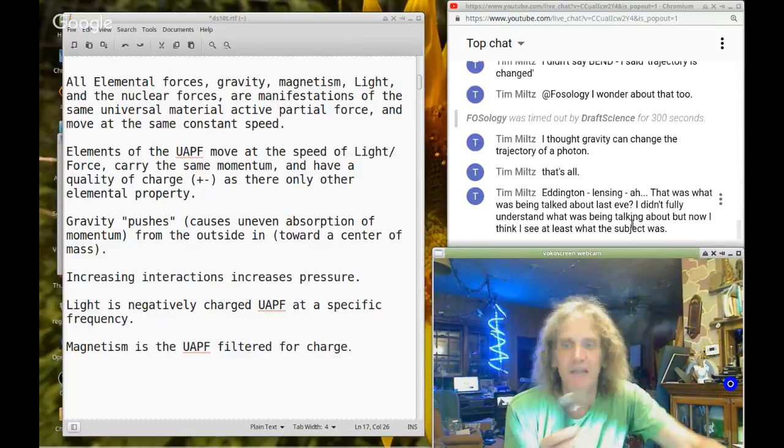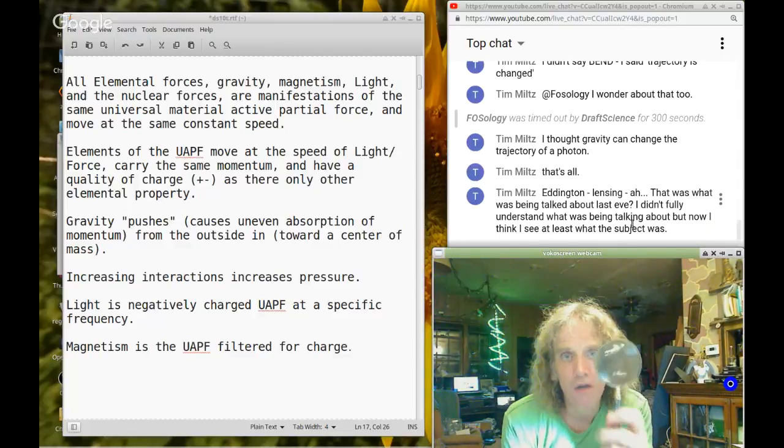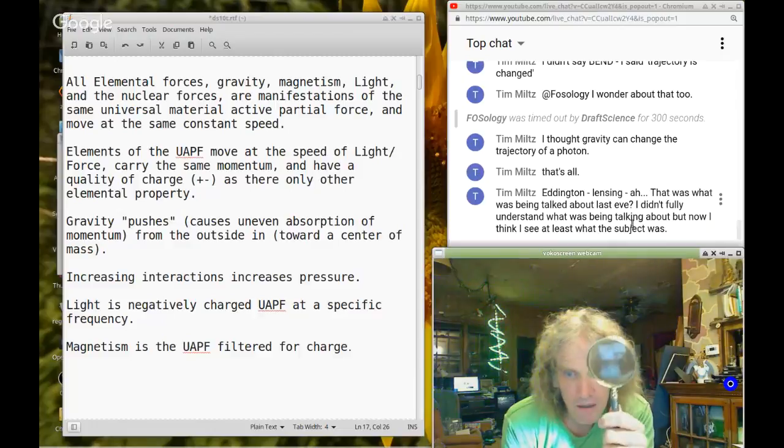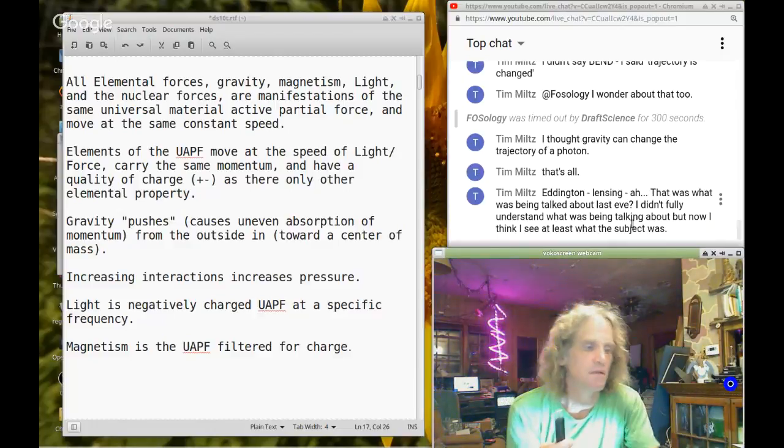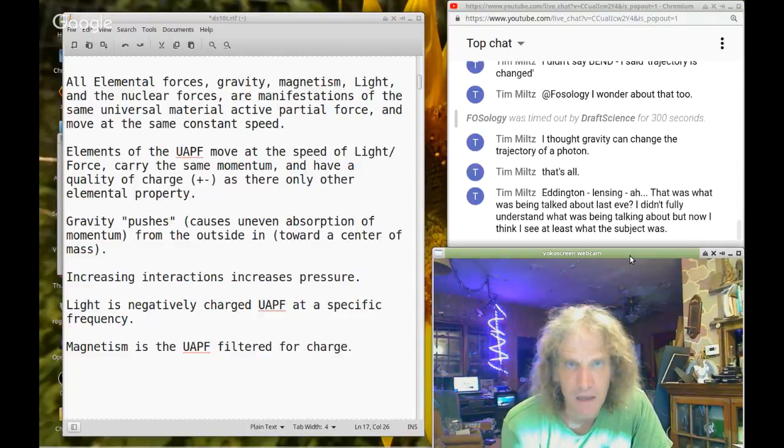The gravitational lens, as I have pointed out, is the wrong shape. It can't magnify anything.